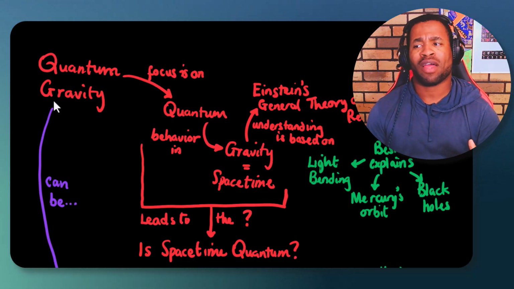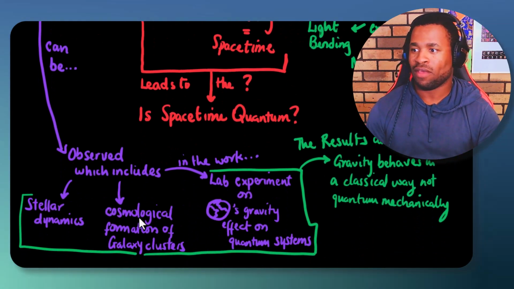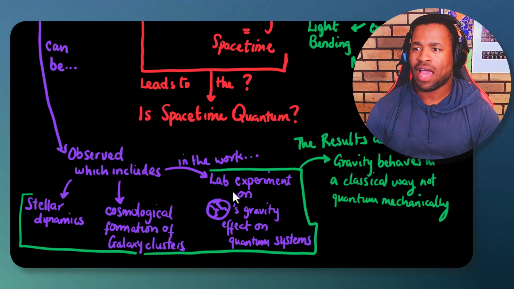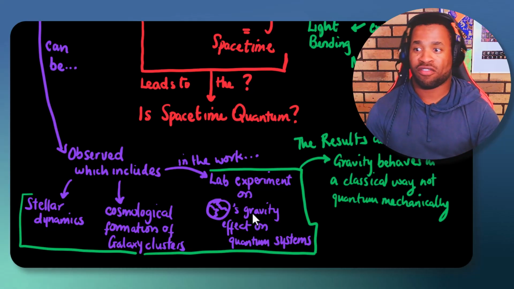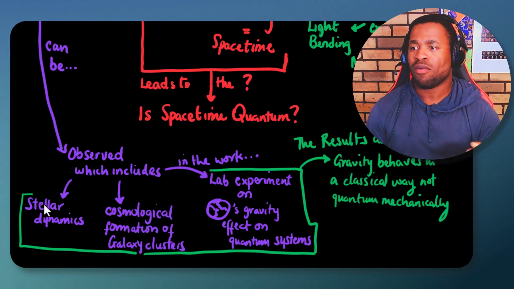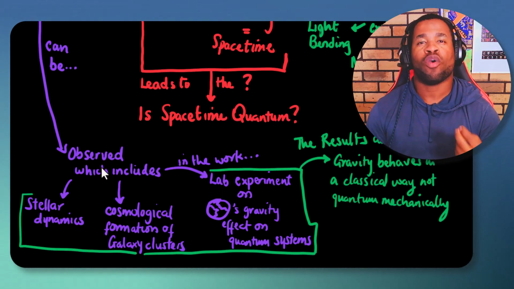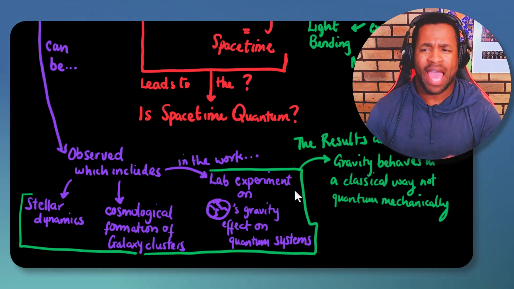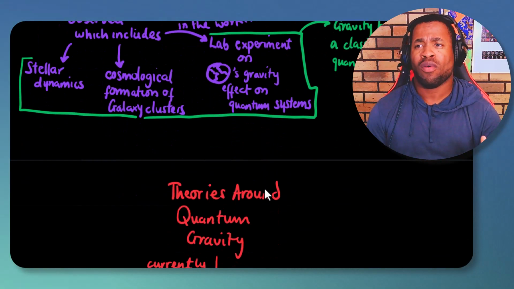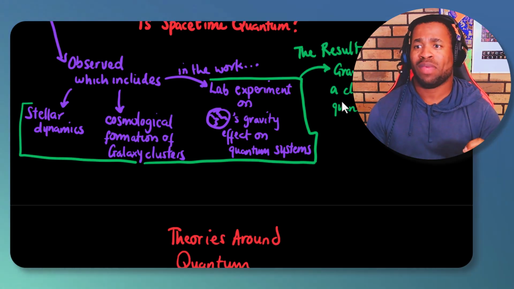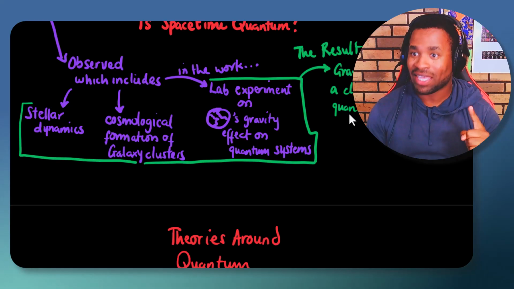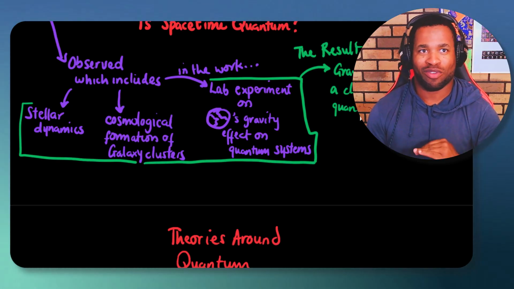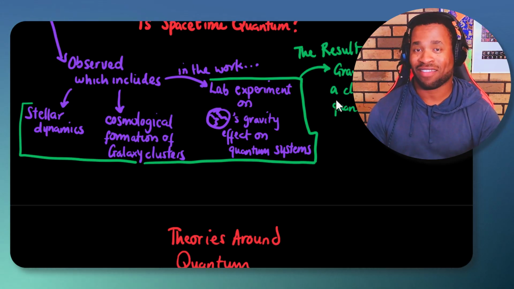But now, for quantum gravity, this can be observed in the following ways. First, you can observe quantum gravity in stellar dynamics, followed by cosmological formation of galaxy clusters, and currently in the works, lab experiments on Earth's gravity effect on quantum systems. Looking at all these three observations, the results show the same theme, which is that gravity behaves in a classical way and less in a quantum mechanical way. So now we have this result. How can we tap into gravity potentially having a quantum mechanical way? If this question is answered in a positive way, it's going to really change our understanding of what gravity is, less classical and more quantum mechanical.